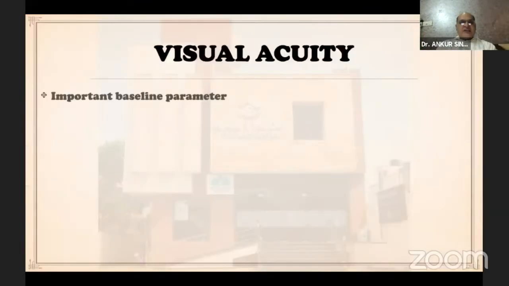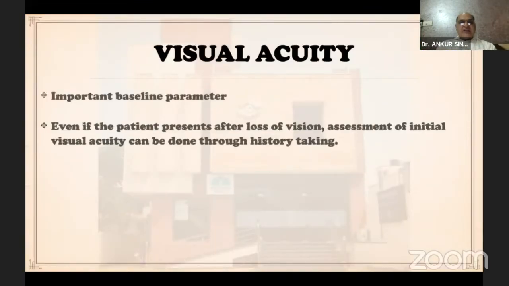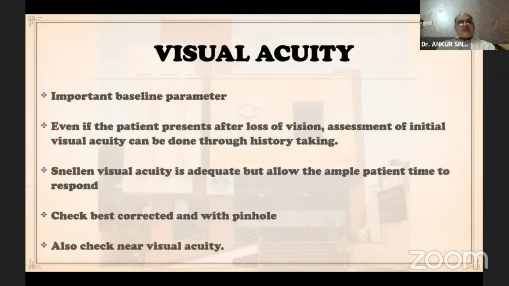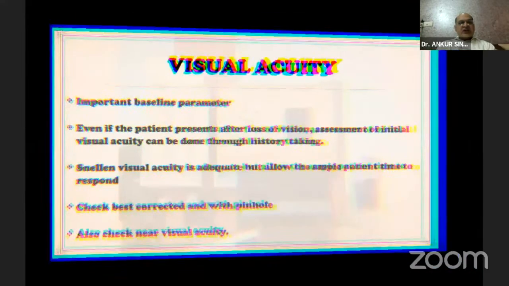Now, visual acuity is an important baseline parameter. Even if the patient is presented to us after the loss of vision, we can still ask the patient how the vision was at the time of onset of symptoms. Snellen's acuity is good enough for neuro-ophthalmology, but we should give enough time for the patient to respond. Check the best corrected visual acuity and with pinhole, and do not forget to check the near visual acuity, as it can be knocked off in certain neuro-ophthalmic disorders.